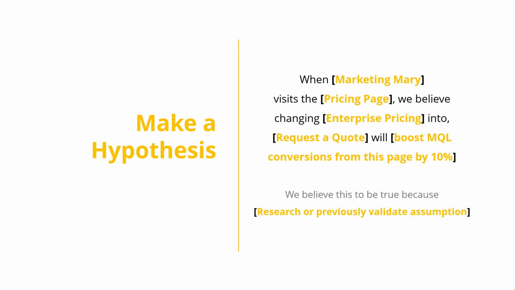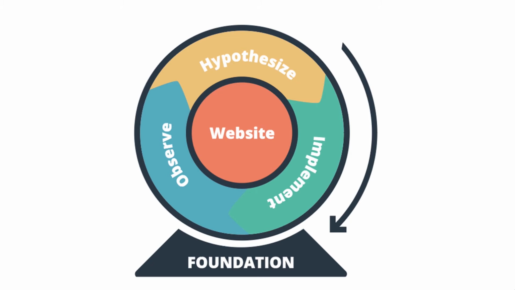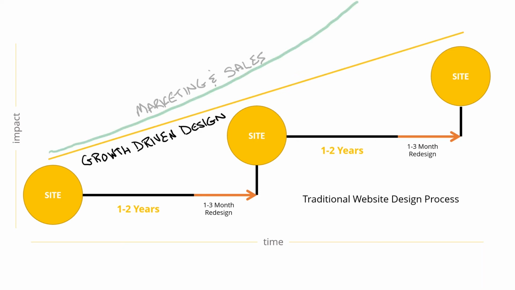So after we have our hypothesis, we implement that hypothesis. If the hypothesis works out and delivers as expected, we build it into the foundation. If it doesn't get near our mark, then we can throw it out and generate a new hypothesis. So our growth-driven design model, in turn, really ramps up our marketing and sales efforts because we're continually improving based off of user behavior. We're making data-based decisions and not assumptions based off of personal preference.